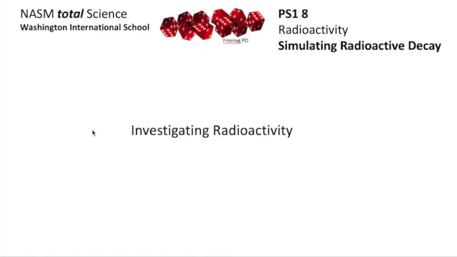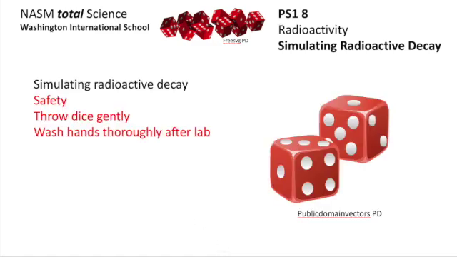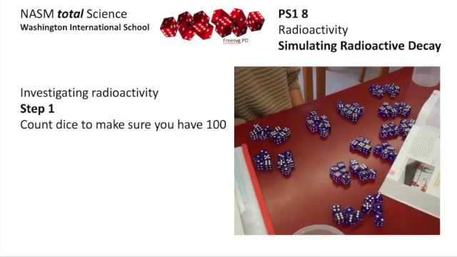Today we're investigating radioactivity and in particular radioactive decay. So we're going to simulate some radioactive decay with a dice, and our safety here: throw the dice gently and wash hands thoroughly afterwards because of the surfaces that they've been on. And so the first thing is we're going to start with 100 dice.